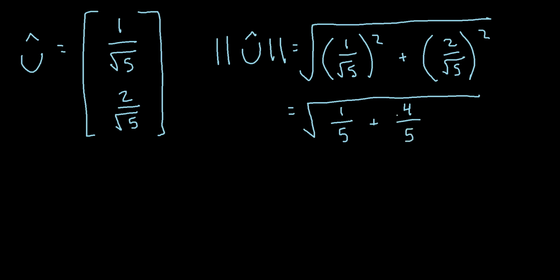So we get 1/5 plus 4/5. Since these fractions have the same denominator, we can just add the numerators to get 1 plus 4 is 5, so 5 over 5. Well, 5 over 5 is just equal to 1, so this whole expression is equal to the square root of 1, and the square root of 1 is just 1. So we have verified that this normalized vector does have a length of 1. And one thing to note is that this normalized vector, or sometimes we call it a unit vector, has the same direction as the original vector, but it simply has a length of 1. So keep that in mind.